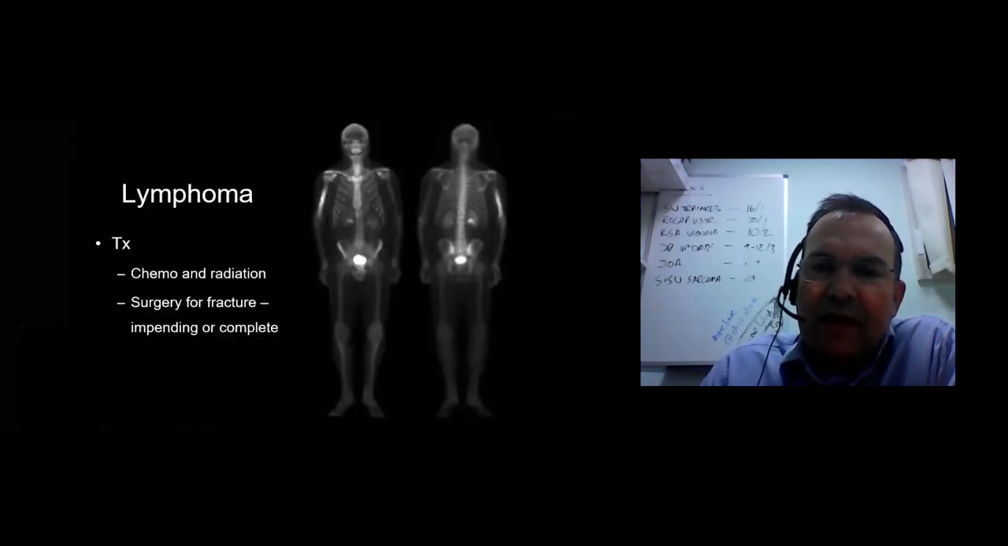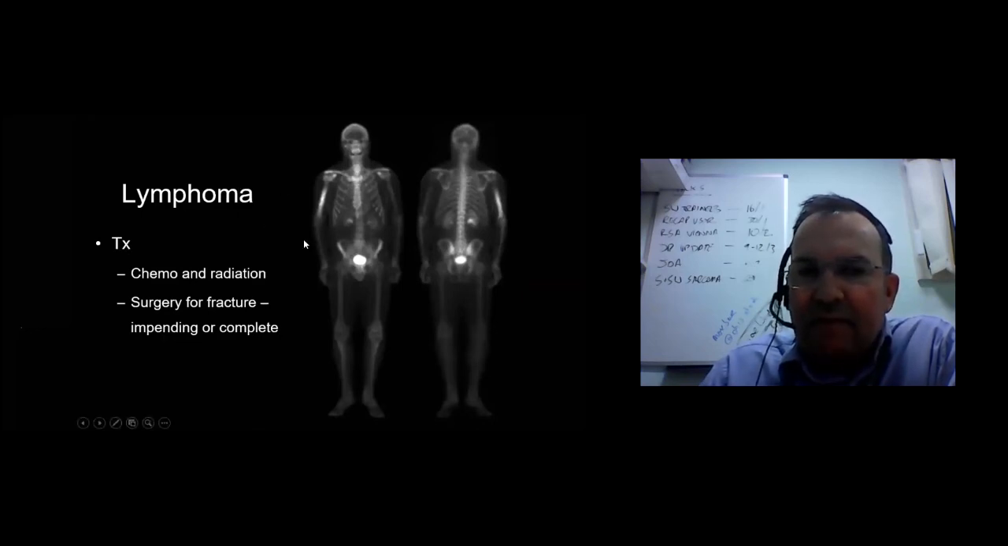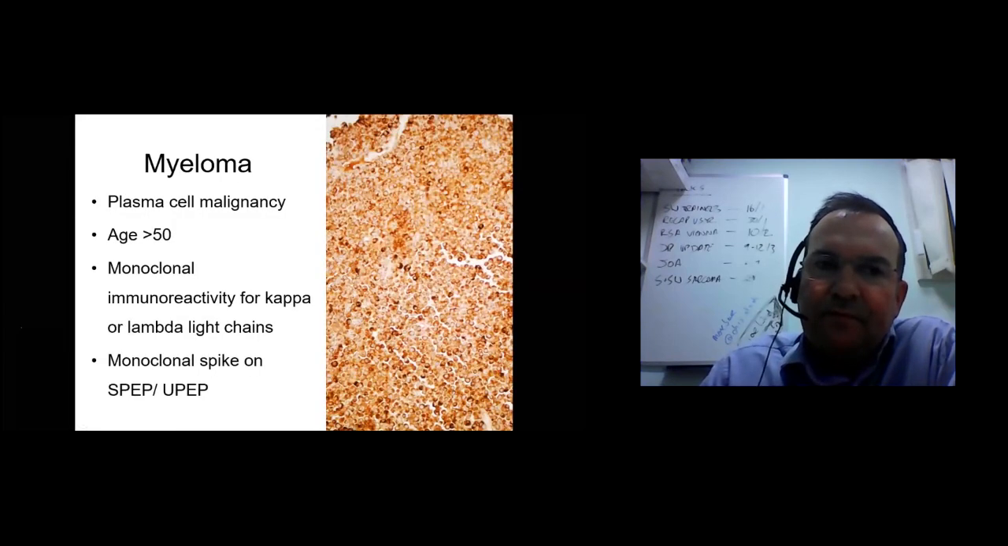Here's lymphoma again on the bone scan. The primary treatment here, as we said, will be chemoradiotherapy. If they have fractured, obviously we'll have to intervene, but radiotherapy can be very, very successful in sclerosing these lesions and bulking up the bone.